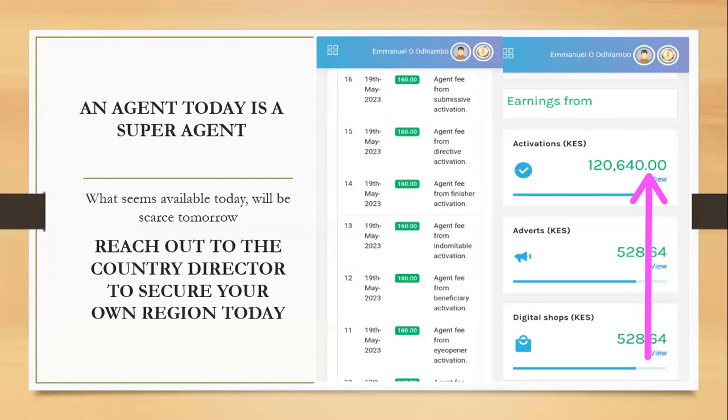Now, what seems available today will be scarce tomorrow. Reach out to the country director today to secure your own region. Today it's possible, before they are done. We have a few regions remaining, and this is your opportunity to make up a decision and start with us today.